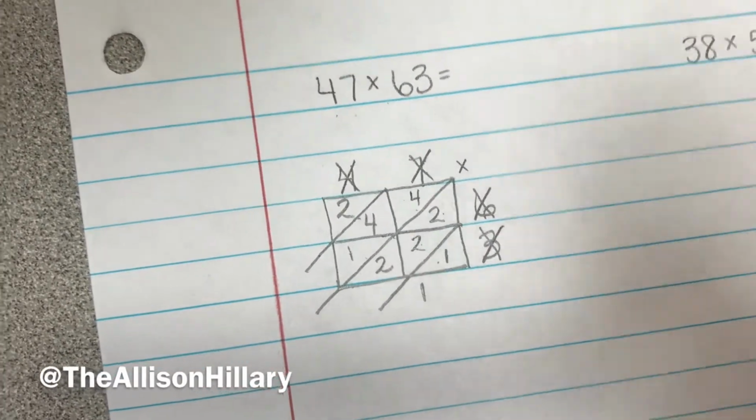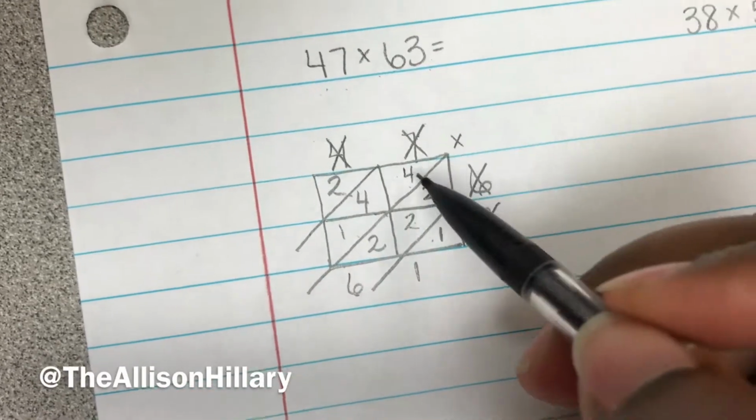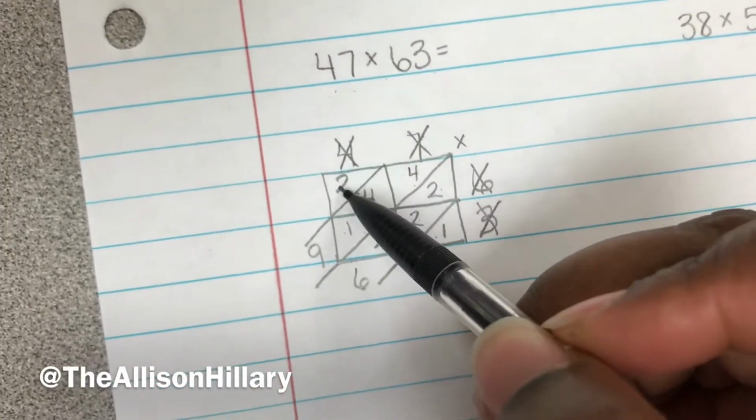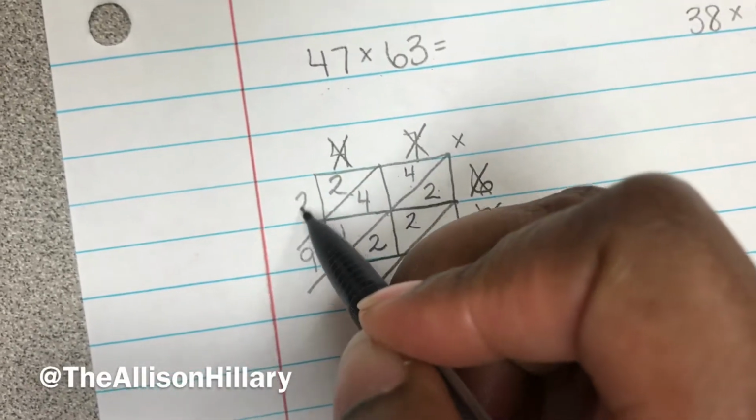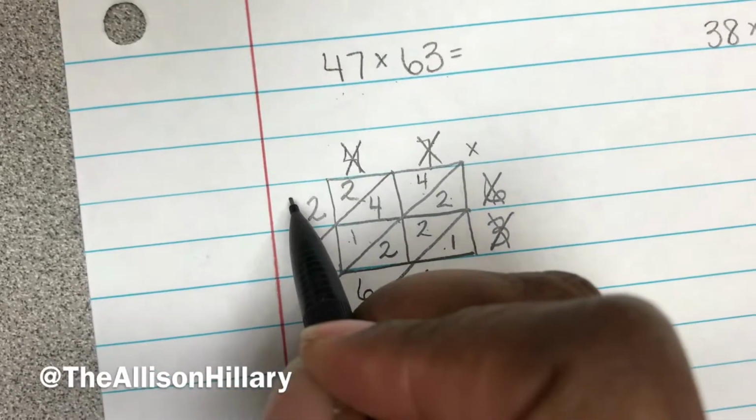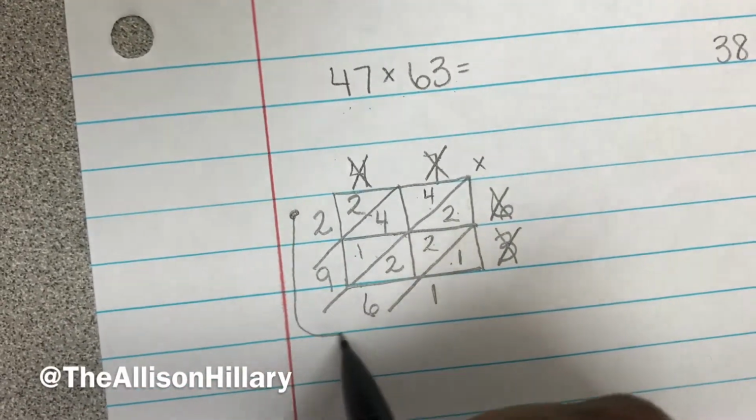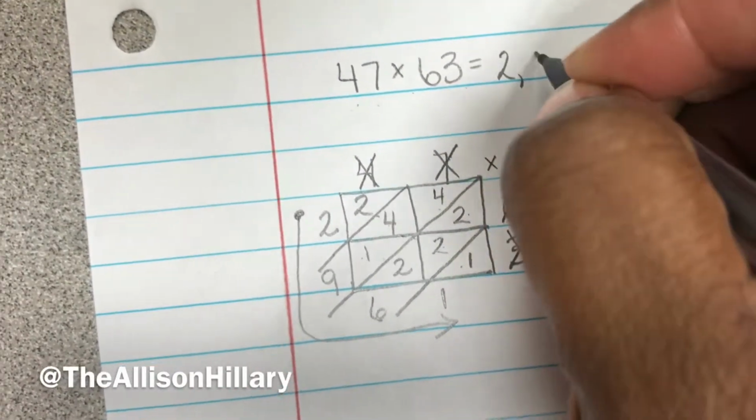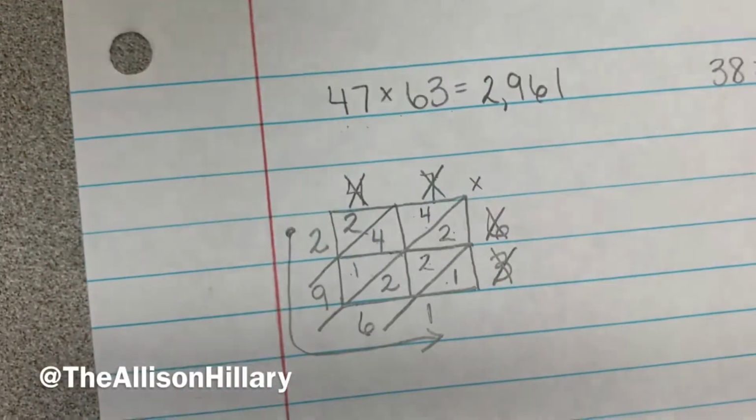2 plus 2 plus 2 equals 6. 4 plus 4 plus 1 equals 9. And 2 right here is by itself, so you're going to just bring it over as well. The way you read the answer is from top around here. So the answer to this problem is 2,961.